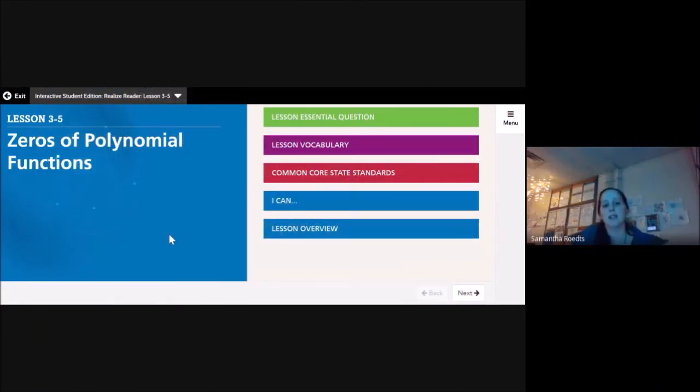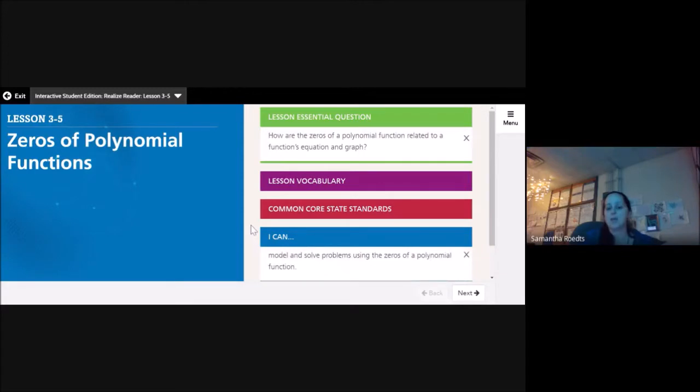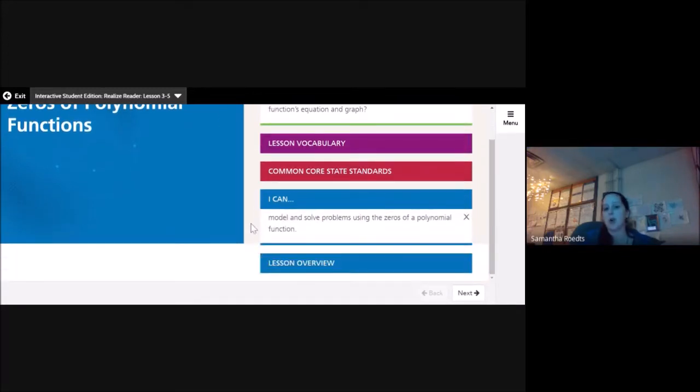All right, this is Unit 3, Lesson 5, Zeros of Polynomial Functions. Our essential question is, how are the zeros of a polynomial function related to a function's equation and graph? So at the end of this lesson, you'll be able to model and solve problems using the zeros of a polynomial function.